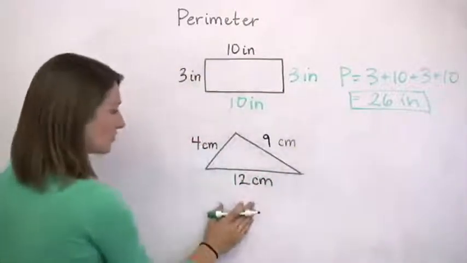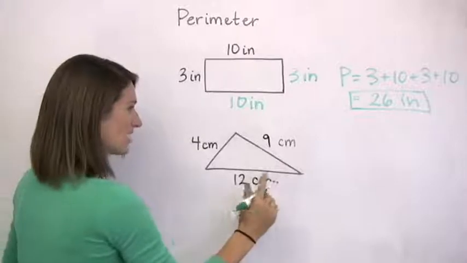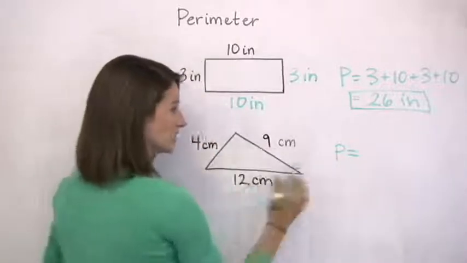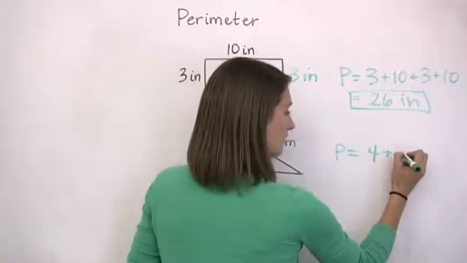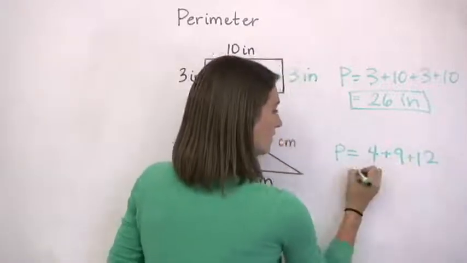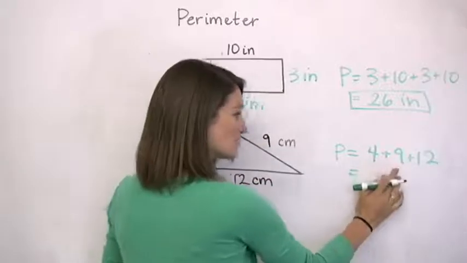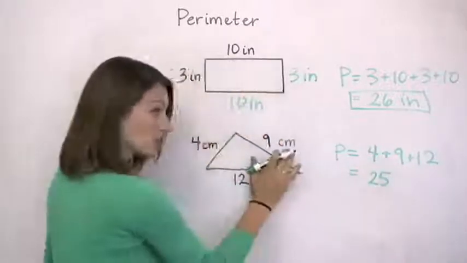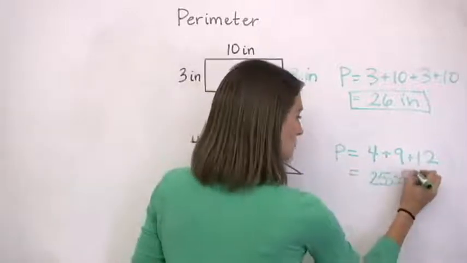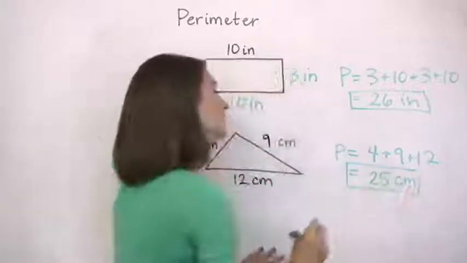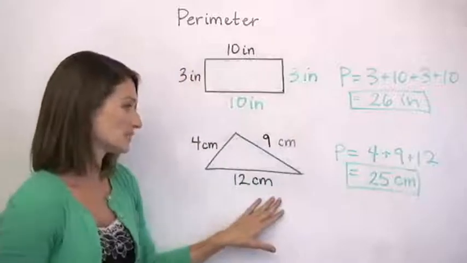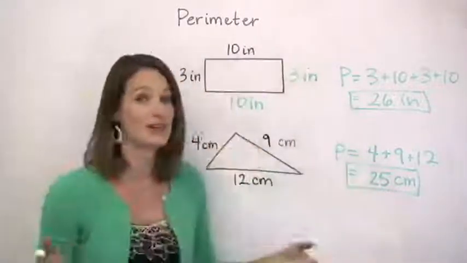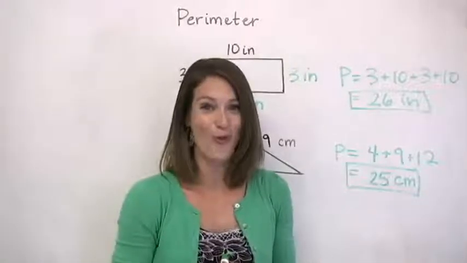Now for our triangle here, we have the values for all three sides. So let's add them up. We have 4 plus 9 plus 12. Do our math. 4 plus 9 is 13, plus 12 is 25. And our units here are centimeters, so we'll add that to our answer. So the perimeter for this given triangle is 25 centimeters. So perimeter is a real-life application for addition with whole numbers.